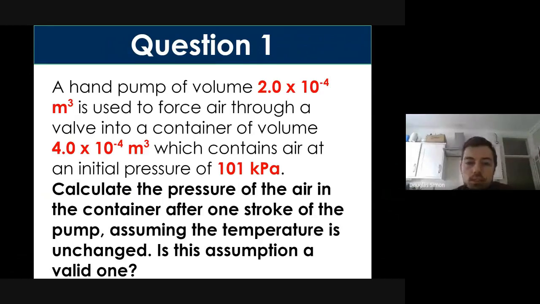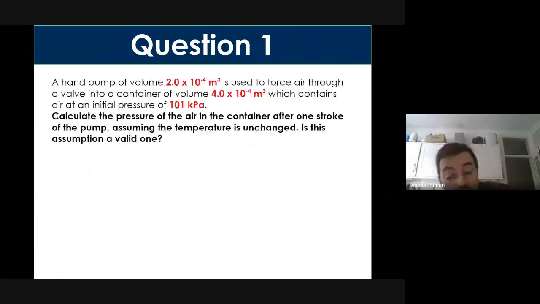Okay, welcome back. So it's a relatively straightforward question. It tells you a hand pump of this volume is used to force air through a valve into a container of this volume, which contains air at an initial pressure of this. Calculate the pressure of the air in the container after one stroke of the pump, assuming the temperature is unchanged.